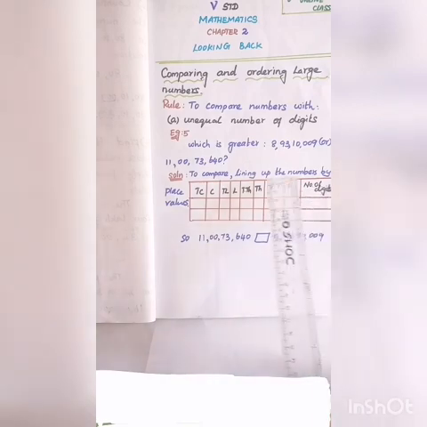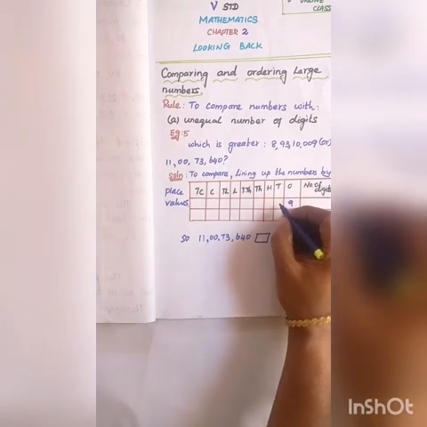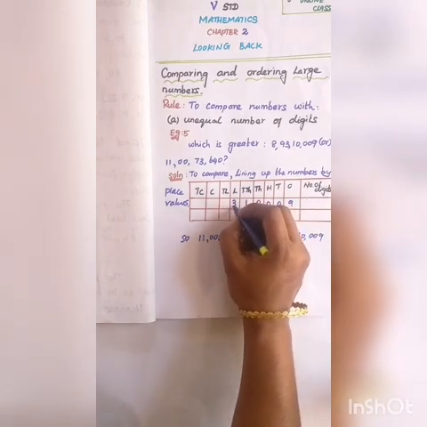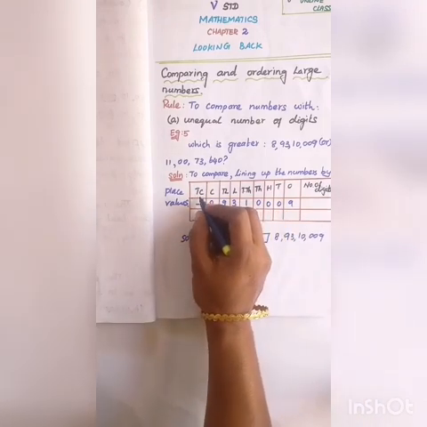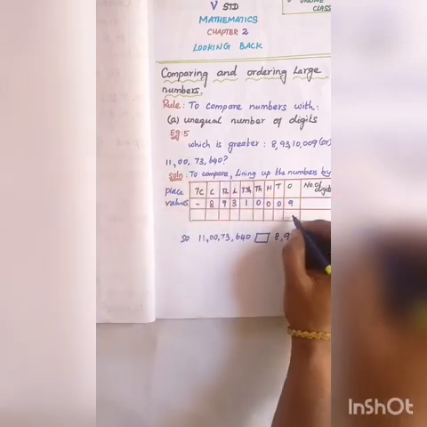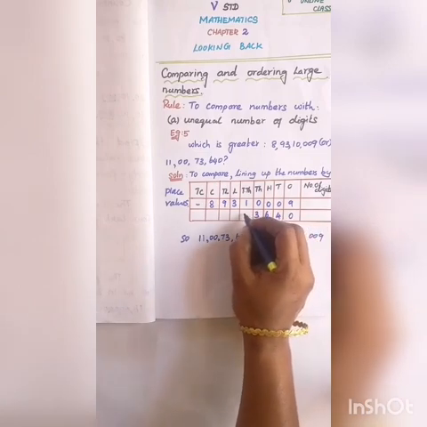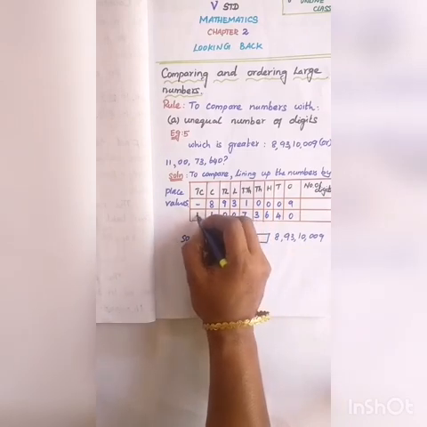What is the first number they gave? 8 crore 93 lakh 10,009. First of all, you want to write the given numbers according to their place values. Let me write here. Here they do not have a 10 crore place. Next number, let us see.